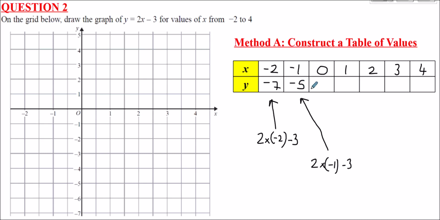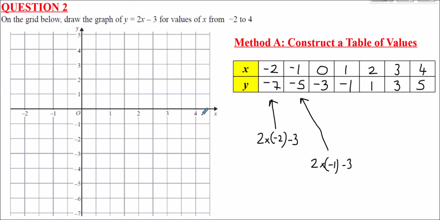When x is 0, this is probably the easiest one. 2 lots of nothing is nothing. Minus 3 gives us minus 3. And by now you should establish a pattern. The values of y are going up in 2s each time. So this next one, just keep on adding 2s. Minus 3 plus 2 is minus 1. Minus 1 plus 2 is 1. Then 3. Then finally up here, 5.